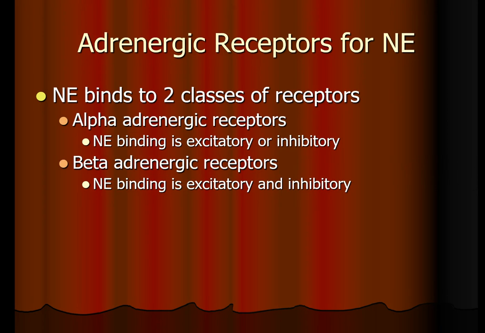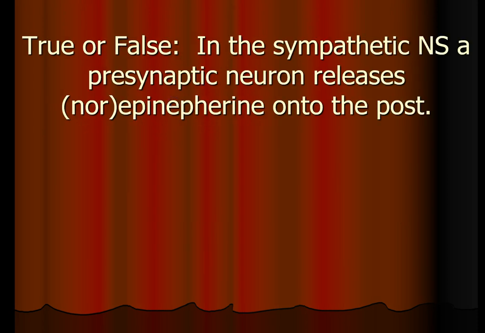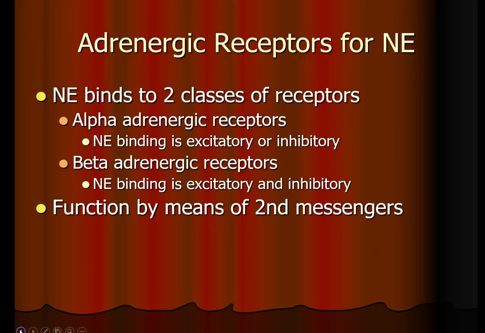Beta adrenergic receptors, norepinephrine, once again can be excitatory or inhibitory. If we remember right, acetylcholine opened sodium-gated channels when it was excitatory. Norepinephrine, used as a neurotransmitter, worked by the secondary messenger system, the cyclic AMP, which we've gone over. Okay? So for us, we're going to say the alpha is excitatory, the beta is inhibitory.